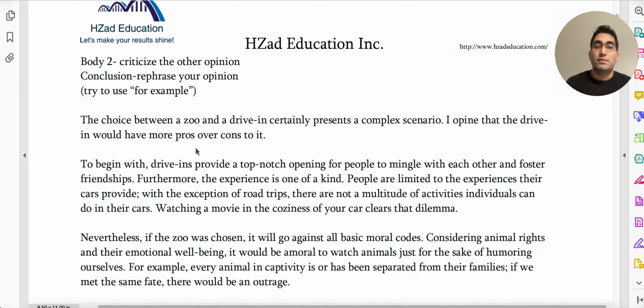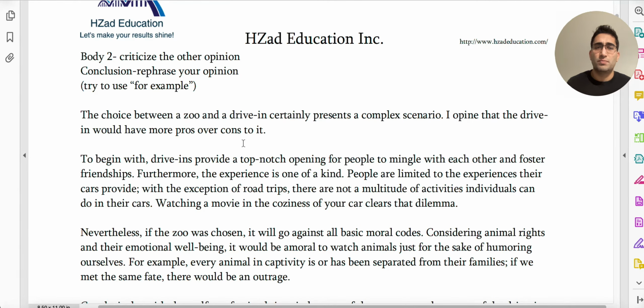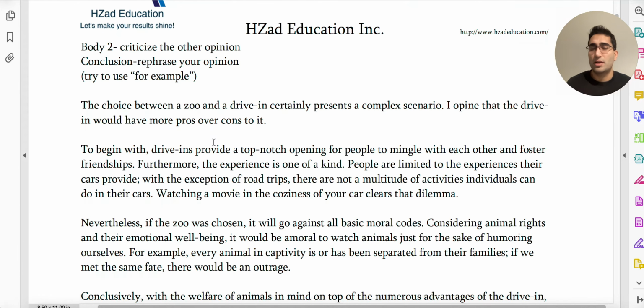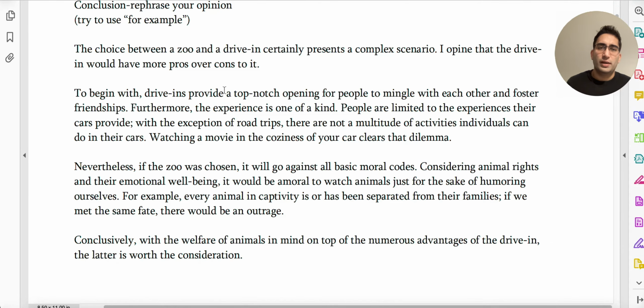I opine that the drive-in would have more pros over cons to it. This is good, as she's listing that there's more. It's not just "I opine this," but it's because of this. I would have preferred if she is more specific, or he. It should be more social pros or more pros considering economic certainty, etc. Okay, so we should have had more of that. That would be lovely. Nice paragraphs.